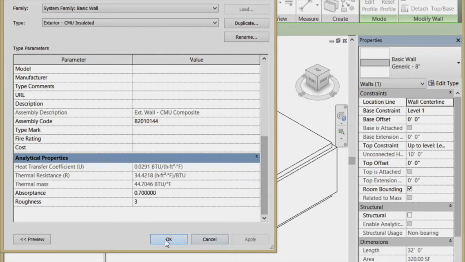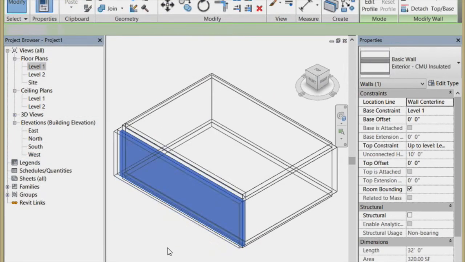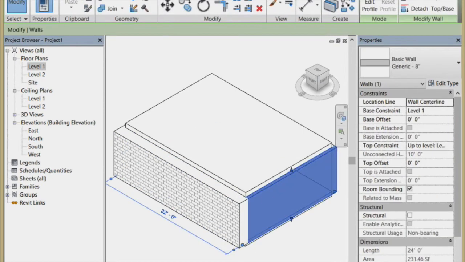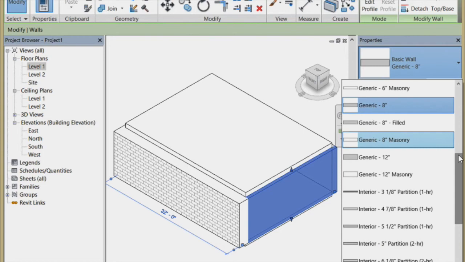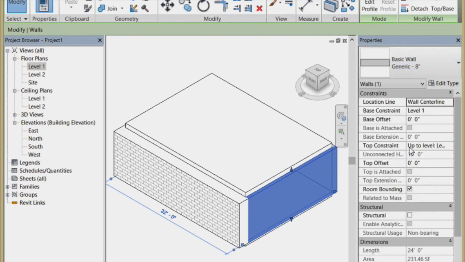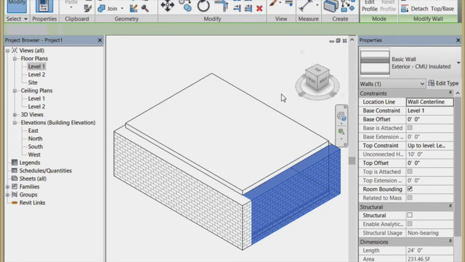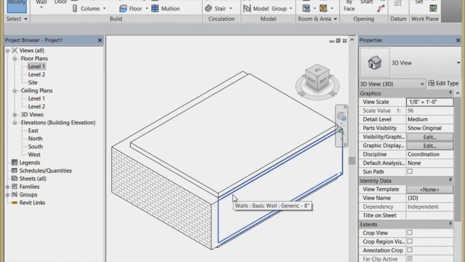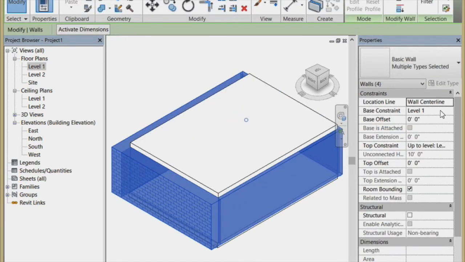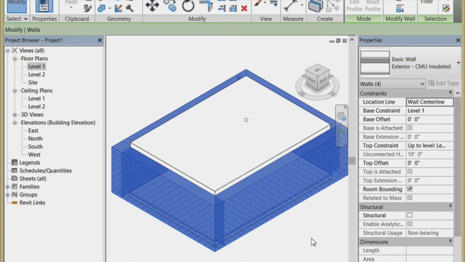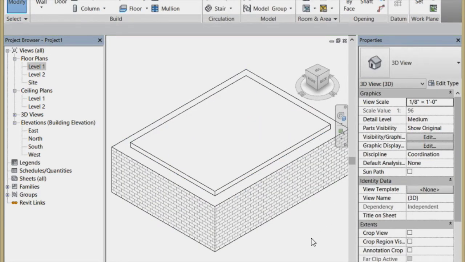So as I'm modeling, I want that to be a brick wall. Let me go ahead and change this and make it that same sort of wall. What was that? CMU insulated? Got it. Let me pop those around. In fact, I'll just do a tab to get them all. CMU.